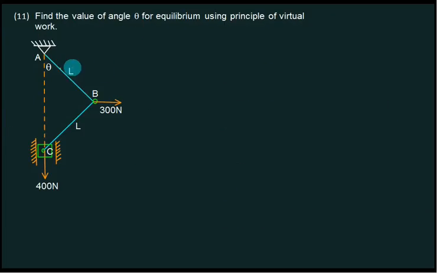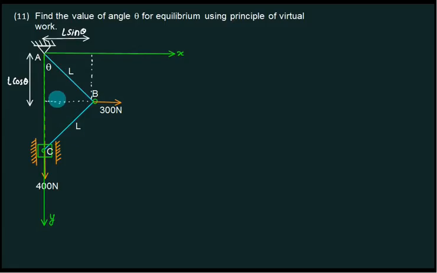Find the value of angle theta for equilibrium using the principle of virtual work. First, fix the coordinate axis. Next, we can find the grid again. Then what is this distance and what is this distance? This is the adjacent of theta, is it L cos theta? This is adjacent and this is opposite, opposite is L sin theta. This triangle and this triangle have the same sides, they have similarity, so this one is also theta. If it is theta, then this one is also L cos theta. One force at B.